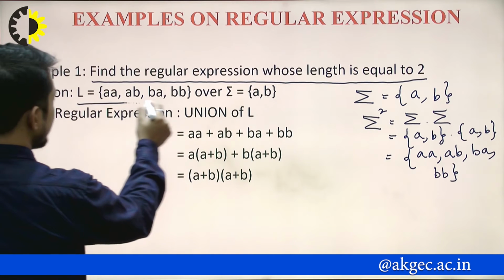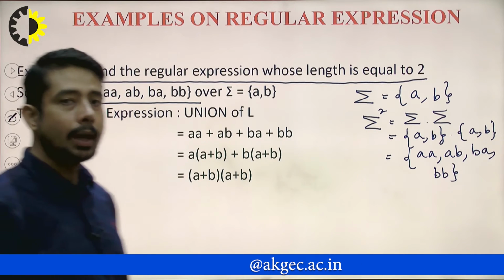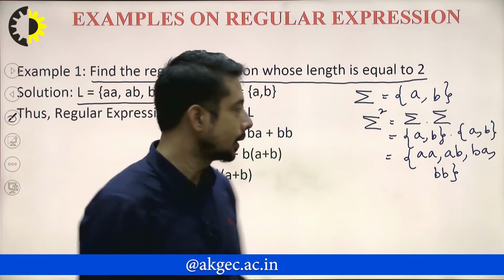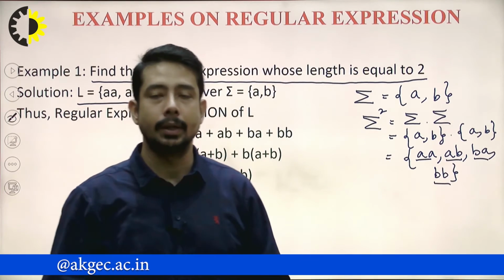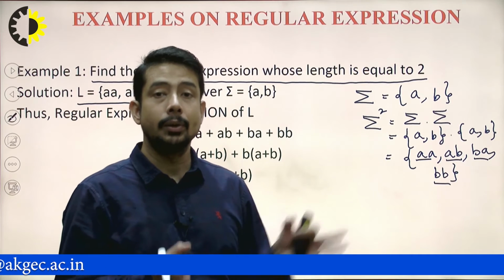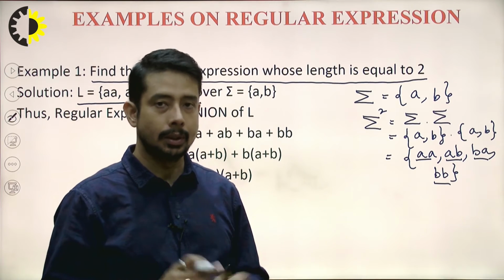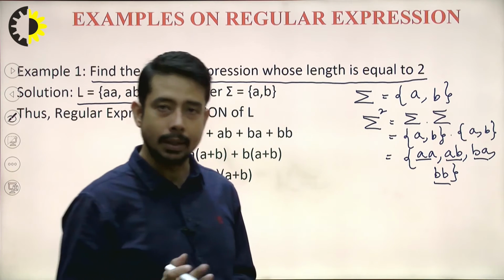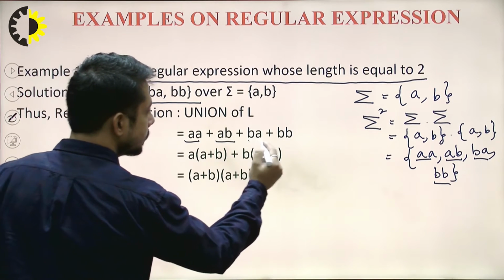See, I have mentioned over here the input alphabet. Now what I have to do is put this particular set of strings into an expression. What is the best operator to do this? Union. We need to merge all the things, right? So if you have to merge all the things, we have AA plus AB plus BA plus BB.